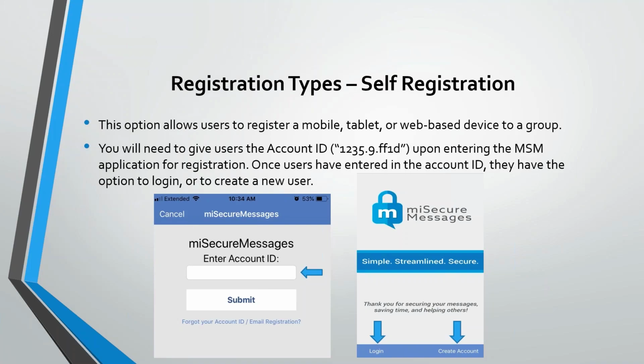To get in, they will need to have the account ID, for example, something like 1235.9.ff1d, and they'll enter it in the screen like we see down below on the left-hand side here. And once they've put that in and entered, we'll get to the next screen, the one on the right, which will ask them to either log in or create an account.